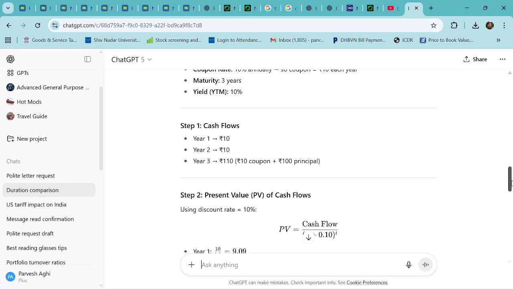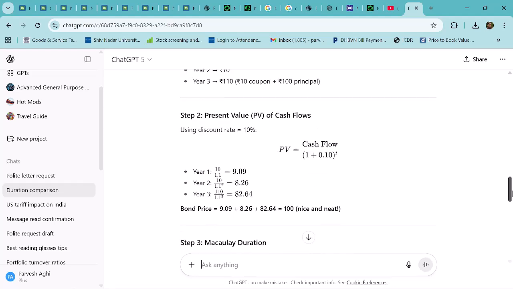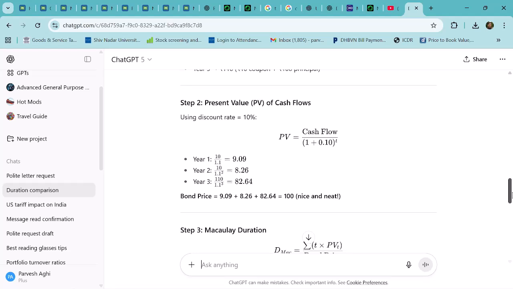Okay. So now let's calculate the Macaulay duration. So, present value, yeah, read it. Present value of cash flows using discount rate 10%: PV is equal to cash flows divided by 1 plus 0.10 to the power t. Year 1 will get 9.09, year 2 will get 8.26, year 3 will get 82.64. Add it all, it becomes 100. Okay, now the first year you're getting 10 rupees. But what is the present value? By discounting at 10%, the present value is 9 rupees 9 paisa. So that means the 10 rupees received after 1 year is equivalent to 9 rupees today.